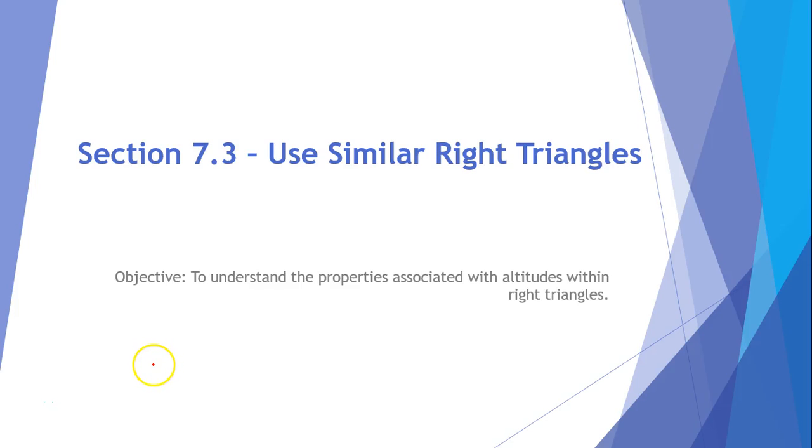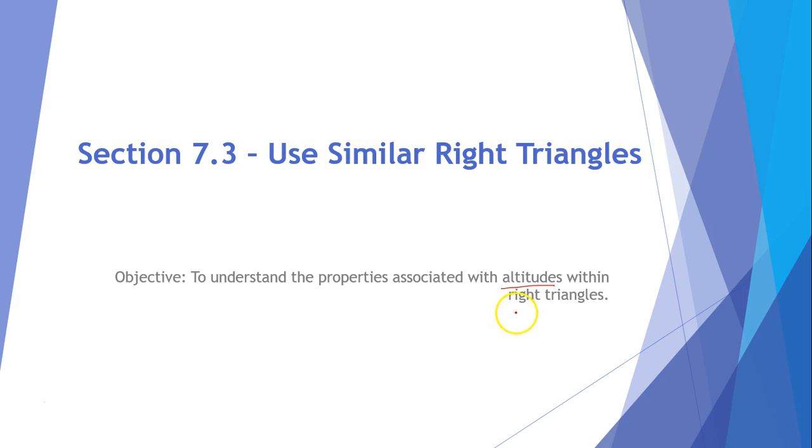Hey geometry class, this is our section 7.3 lesson. We're going to be using similar right triangles. And here's our objective. It says to understand the properties associated with altitudes within right triangles. So if y'all remember what altitudes are of triangles, well, we'll get into that if you don't.